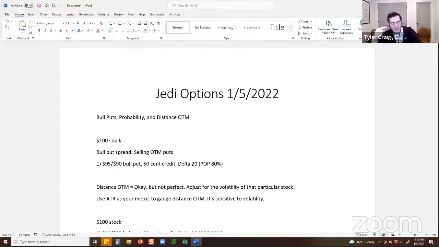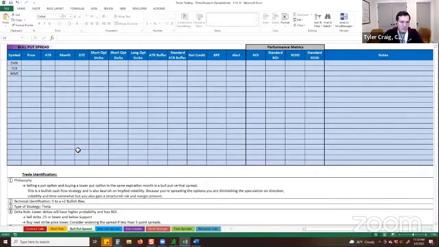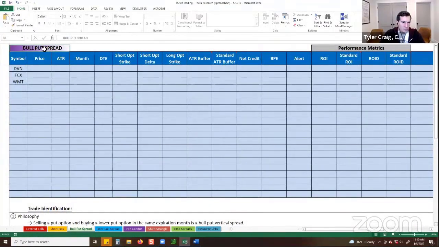Now you probably have some unanswered questions here. Let me use the Tackle Theta spreadsheet and compare a couple different bull put spreads, and I'll show you the ATR and how that might help me make a better decision. Okay. So at Tackle Trading, we've created a spreadsheet that allows you to look at the performance metrics of various spread strategies and make a more informed decision. This right here is the one on the bull put spread.